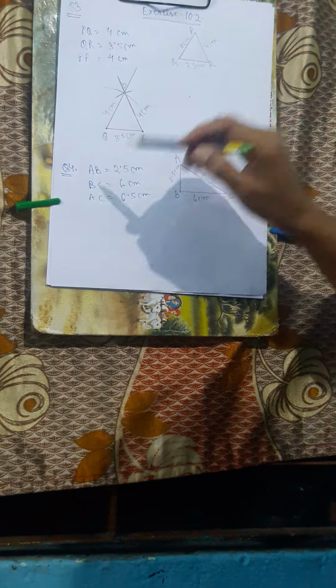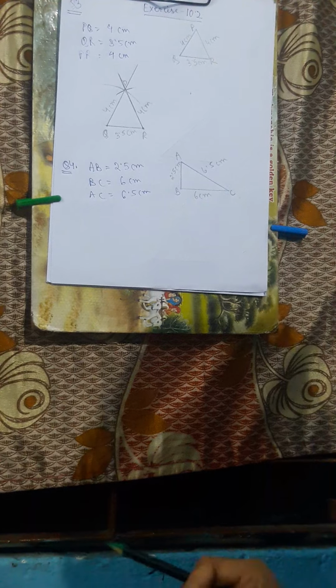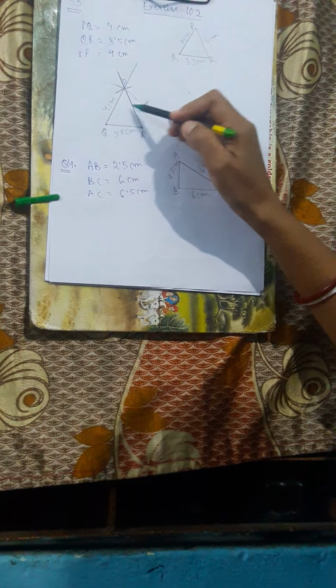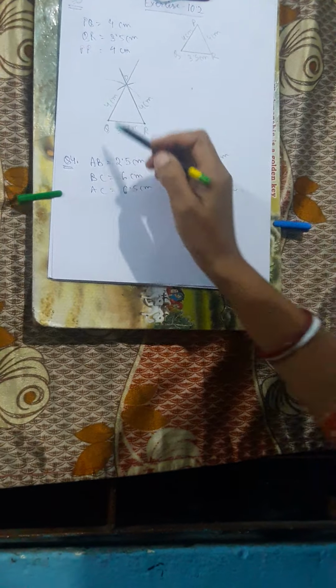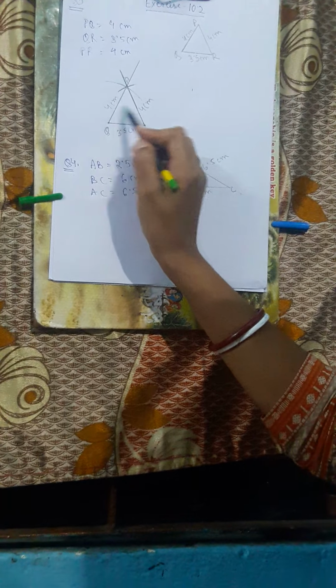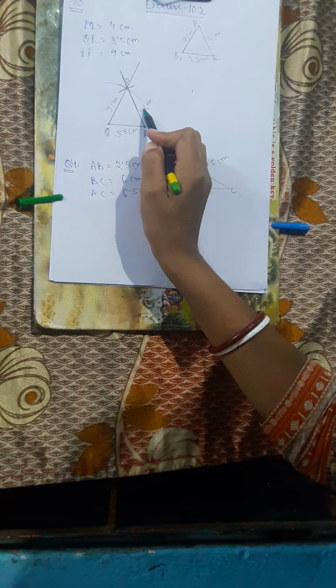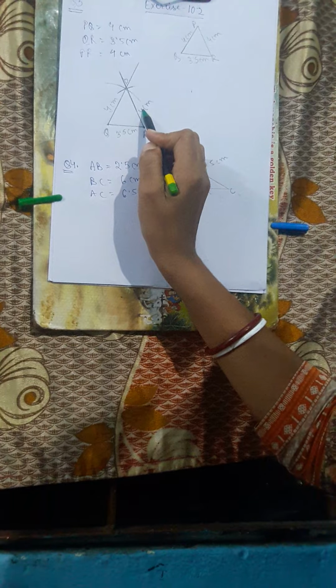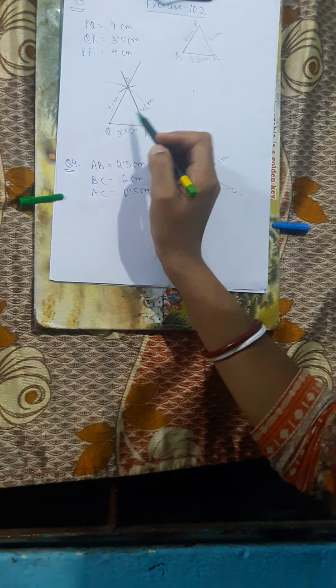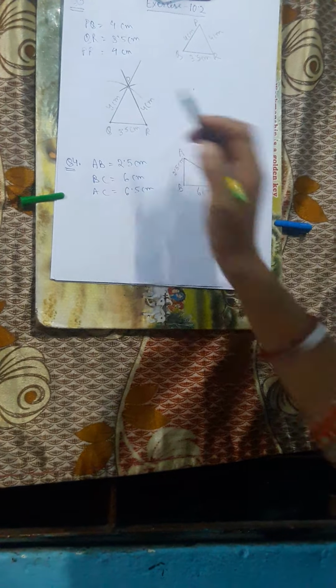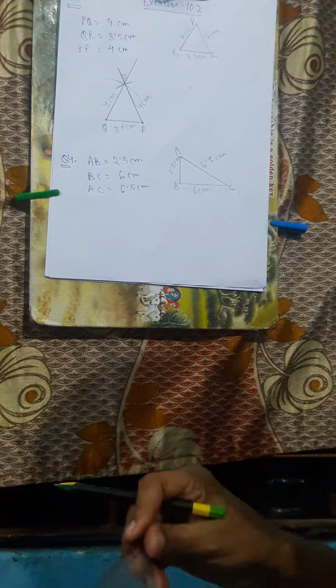Okay, when you have constructed question number 3, with the given lengths, you were asked what type of triangle you have got. You tell me what type of triangle it is. You might have noticed that 2 sides are equal. So what will be the type of this triangle? It will be an isosceles triangle. Okay, it is an isosceles triangle. Now come to question number 4.